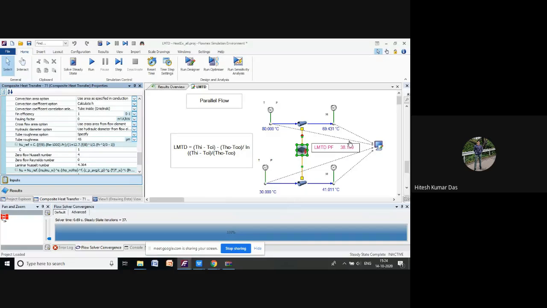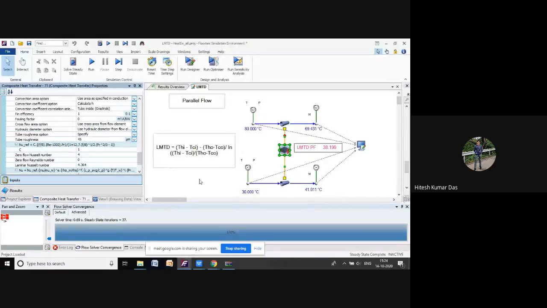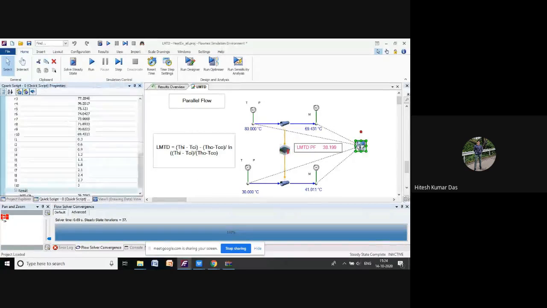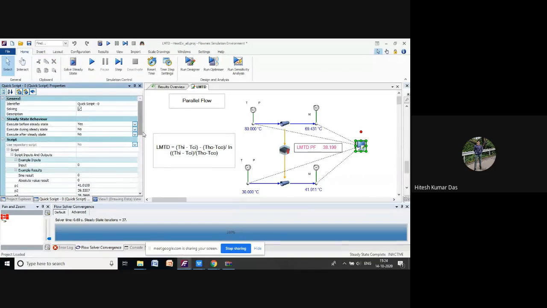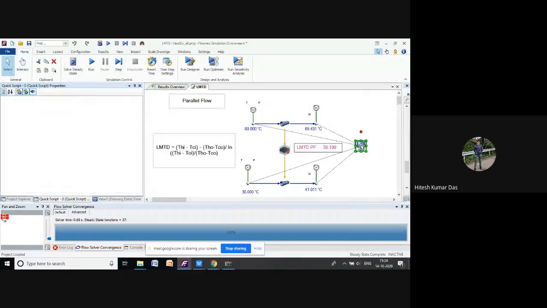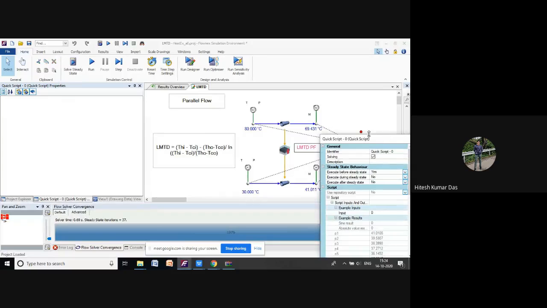Next, I will show you how we have calculated LMTD for this parallel flow. For that, we have assigned this script. The script is for adding all the formulas; whatever formula is there, you can easily add using the C# language. Just double click on it to see all the parameters in the script. Let it open, I'll show.